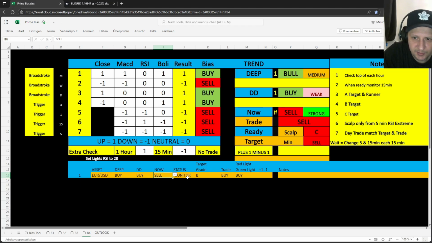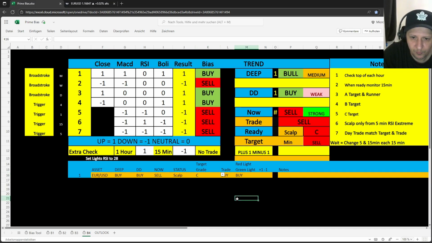The status is scalp, right? The grade is a C grade, which is all right. You know, I go mostly for the A. A is the best setup. B is okay. The B is also good, and C is like okay. You know, a short scalp.